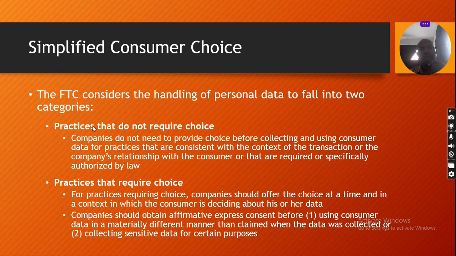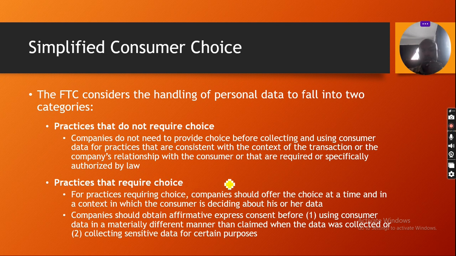Okay, now let's go to simplified consumer choice. Still on the Federal Trade Commission, the Bureau of Economics considers the handling of personal data to fall into two categories. The first is practices that do not require choice. The second is practices that require choice. For practices that do not require choice, companies do not need to provide choice before collecting and using the consumer's data for practices that are consistent with the context of the transaction or the company's relationship with the consumer.